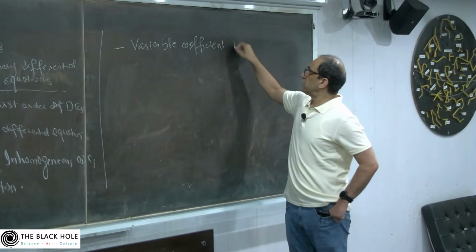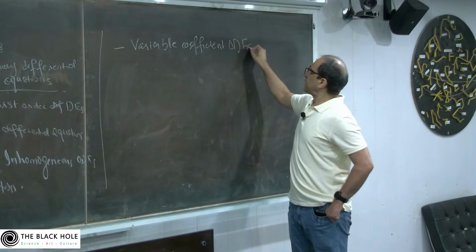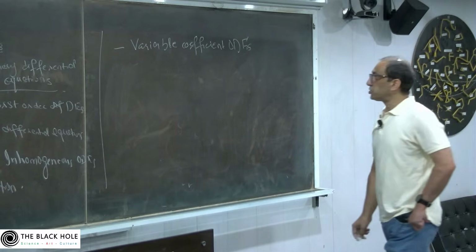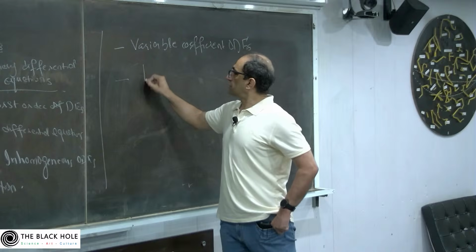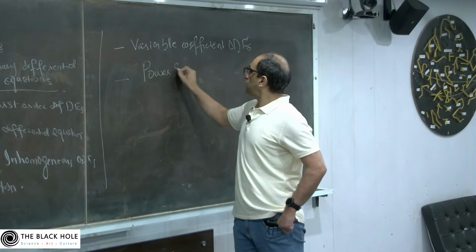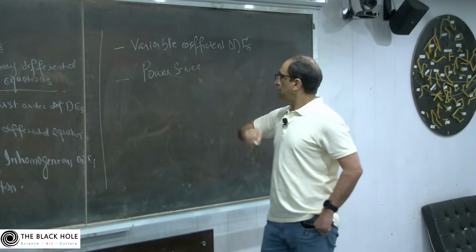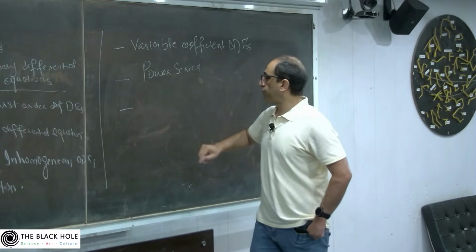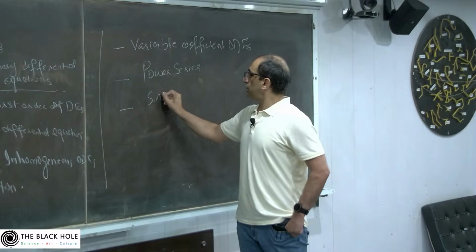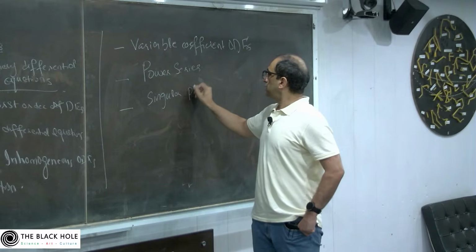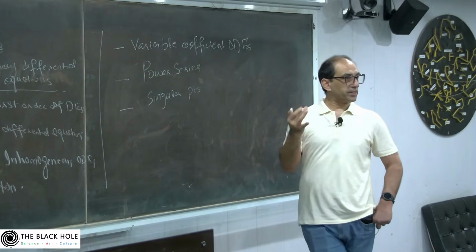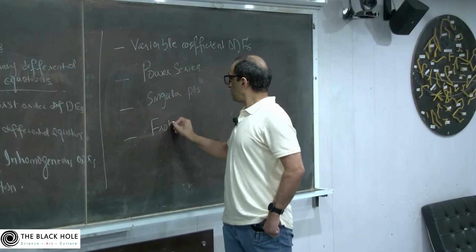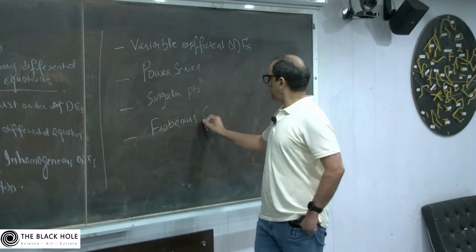variable coefficient ODEs, and I'm talking about homogeneous ODEs, right? And then of course in this context we will talk about power series. Then depending on the variable coefficient differential equations, we will have singular points, and in this context removable and irremovable singularities, and then we will talk about the Frobenius series.